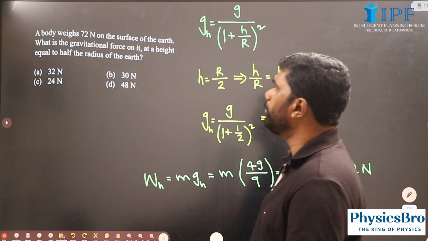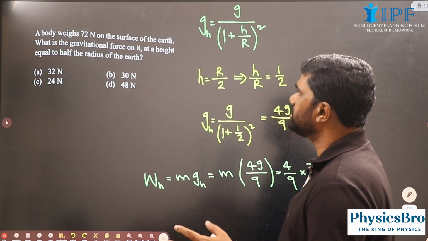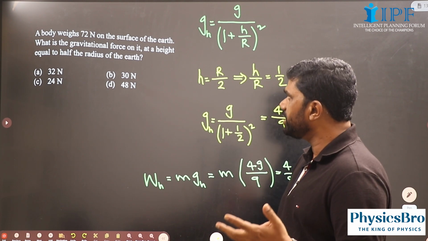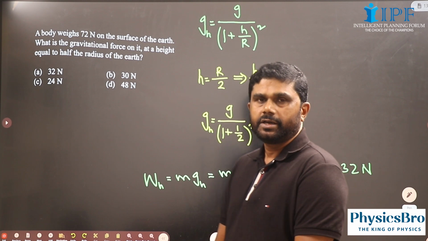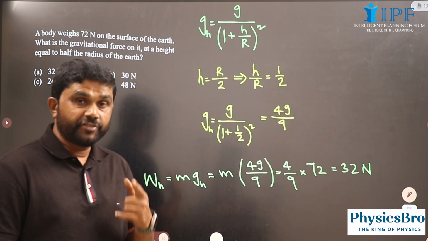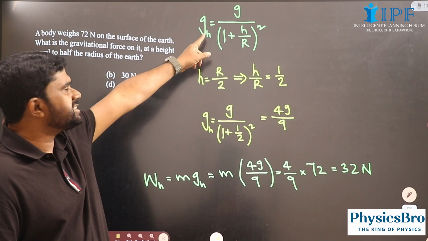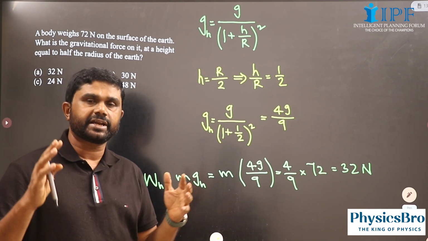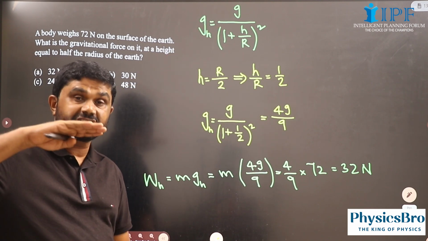Okay, a body weighs 72 Newton on the surface of the earth. What is the gravitational force on it, means the weight, at a height equal to half the radius of earth? We have to find the weight at a height equal to half the radius. See, this is the expression: g with the suffix h is the acceleration due to gravity at a height h, and g is the acceleration due to gravity on the surface.